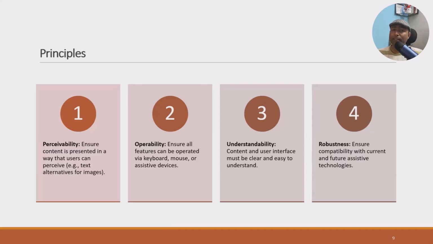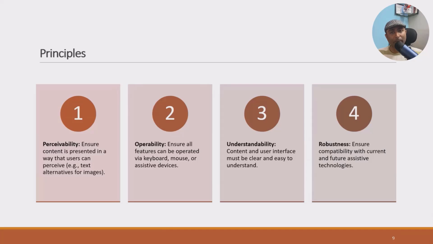Operability means ensuring all features can be operated by keyboard, mouse or assistive devices. If anyone is not able to click or touch anything, at least they should be able to operate using a keyboard or mouse, or with some assistive devices like voice. When we are using google.com, for searching any object, we have options to speak, and that's where it comes into the picture.